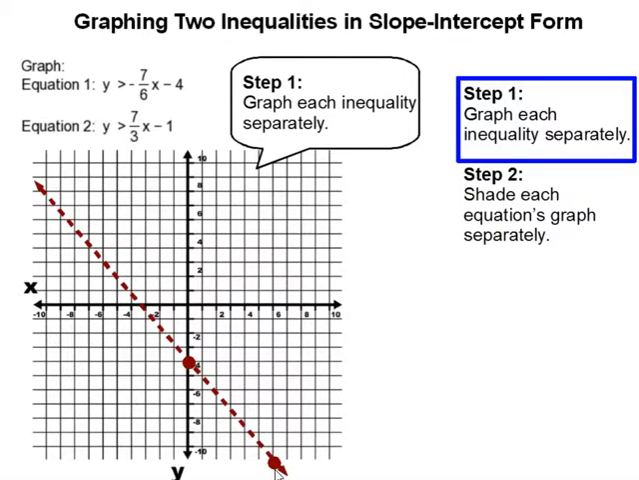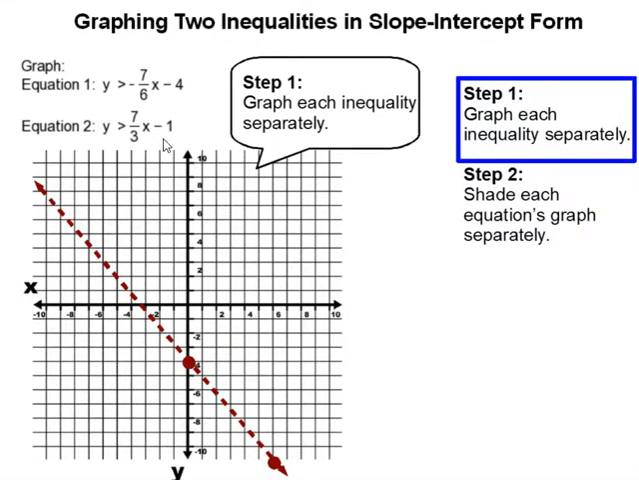Notice I made it dashed. I made it dashed because this inequality symbol here is only greater than. It's not greater than or equal to. If it had the line underneath, it'd be greater than or equal to, and then you would make this solid. So whenever you graph an inequality and there's a line underneath, you make it solid. No line underneath, not solid.